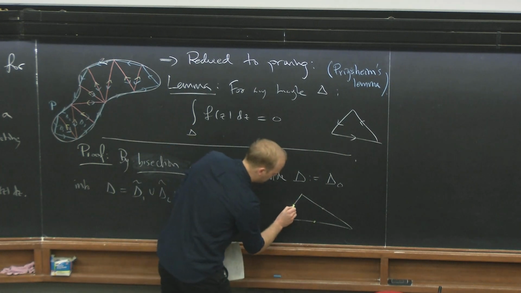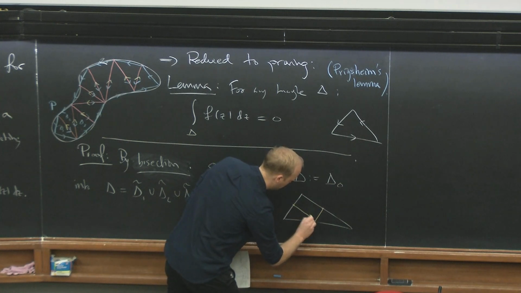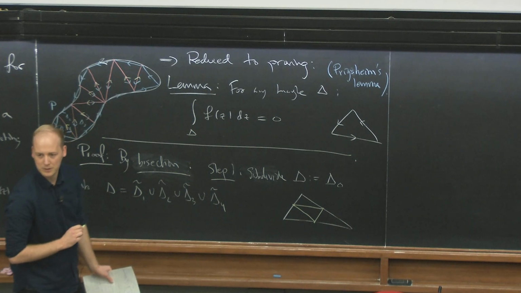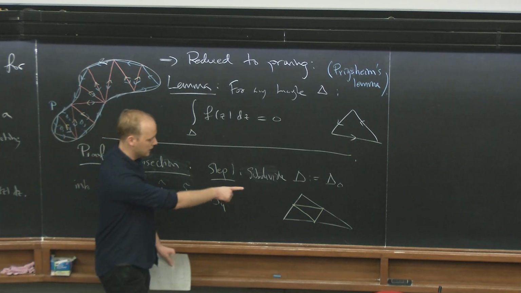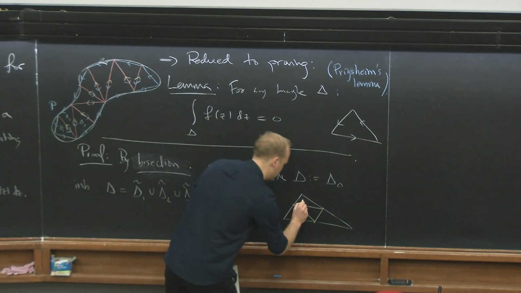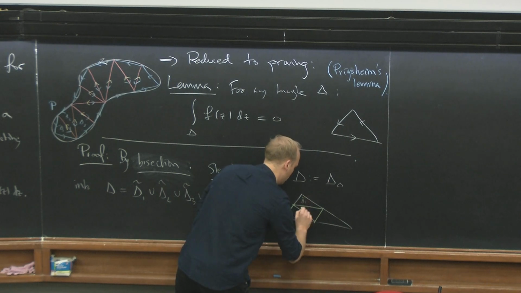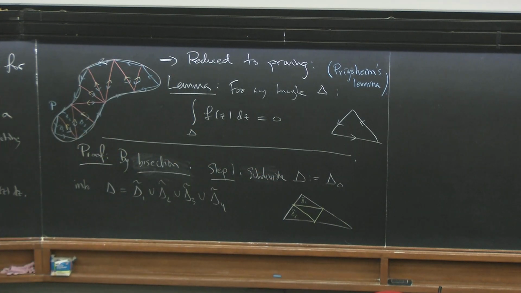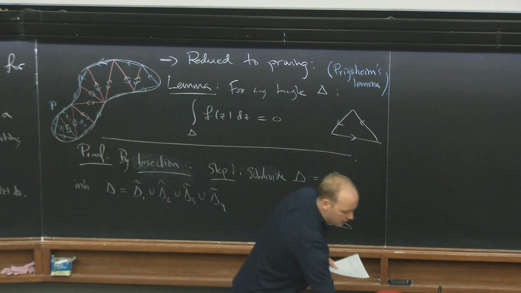And then I just form this triangle here by joining the middle points together. And now I get 4 triangles, right? So I get delta tilde 1, delta tilde 2, and so on. Okay? So I get these 4 triangles. And then what I do is the following.